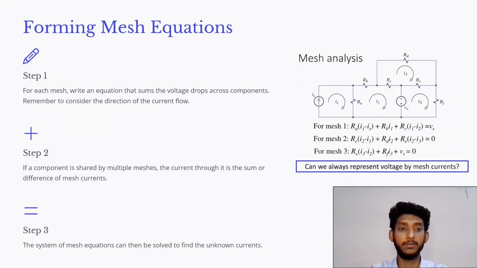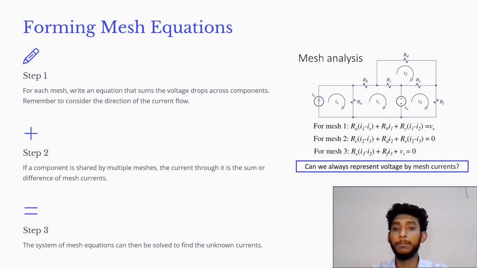Formulating mesh equations. Step 1. For each mesh, write an equation that sums the voltage drops across components. Remember to consider the direction of the current flow. Step 2. If a component is shared by multiple meshes, the current through it is the sum or difference of mesh currents. Step 3. The system of mesh equations can then be solved to find the unknown currents.